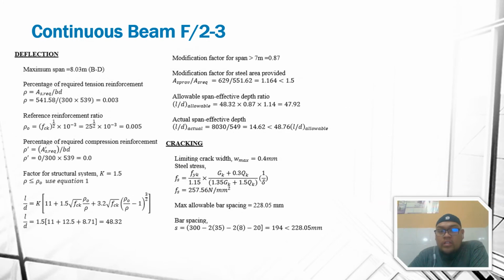For the deflection, same. I calculate the rho naught, then rho prime, and I found out that rho is lower than rho naught. Then I use equation 1. And it comes out that L/d actual is lower than L/d allowable. That means it's okay. Same with the cracking, I found out the S is 194, lower than 228, which is the maximum allowable bar spacing.